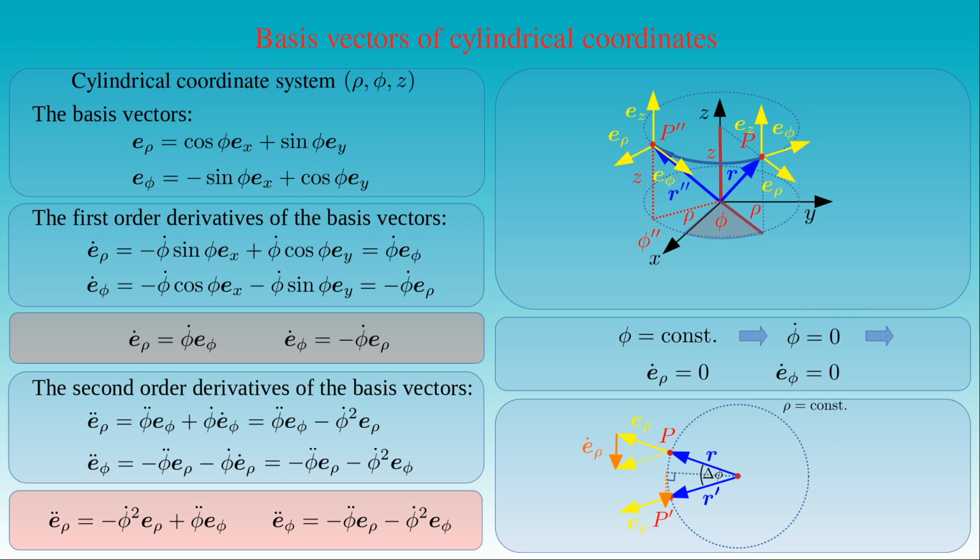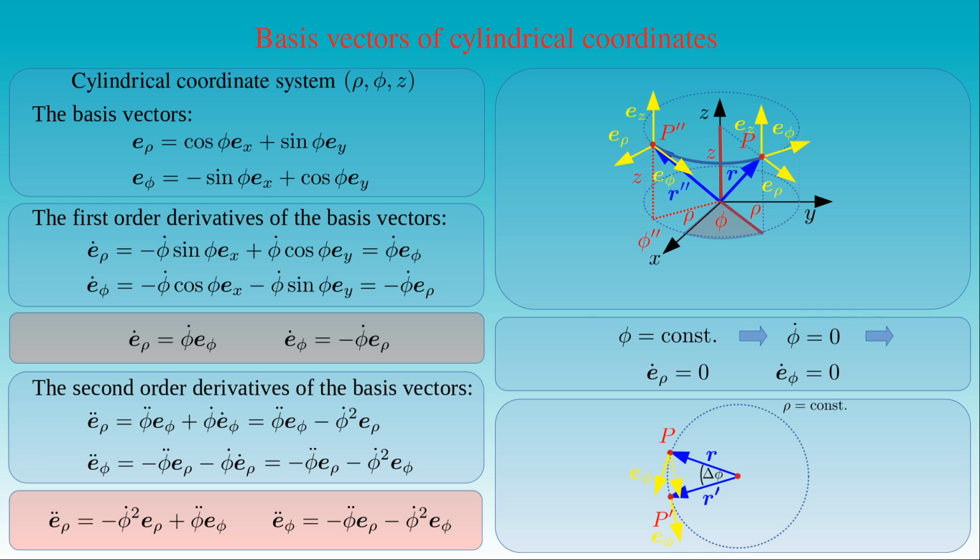We can use the same procedure in the case of the derivative of the basis vector e phi. Here the basis vector e phi is depicted at the point P, which is the tangent to the circle at P. If we rotate the position vector with the angle delta phi again and move the point P into the point P', then we can draw the basis vector e phi at P', which will be the tangent to the circle at that point. Let us transport this vector to the point P. We can see that the angle between the transported basis vector and the original one is equal to delta phi.